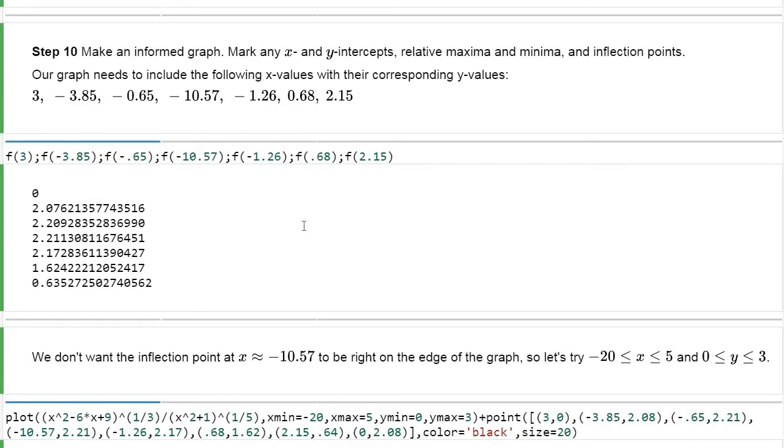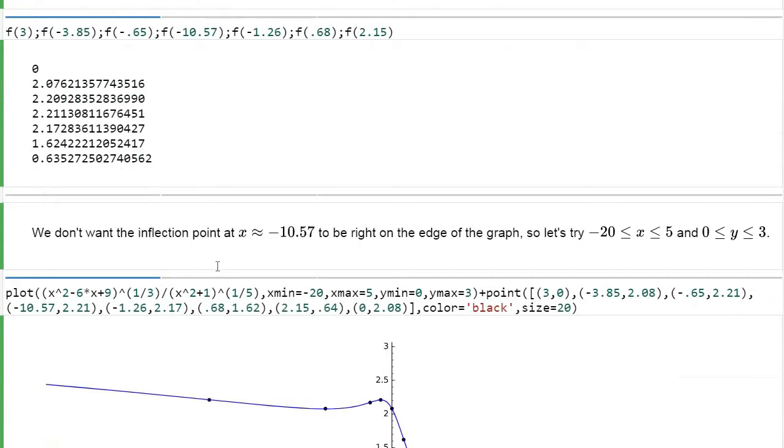Alright, make an informed graph. So here are the important x values that came out of our analysis above. I did f of 3 again. That was my x-intercept, so that's kind of redundant, but that's okay. I plugged all my critical points into the function, and these are the numbers I get. So it looks like between 0 and, what's the biggest one? This is the biggest one. So 0 to 3, okay, that seems reasonable.